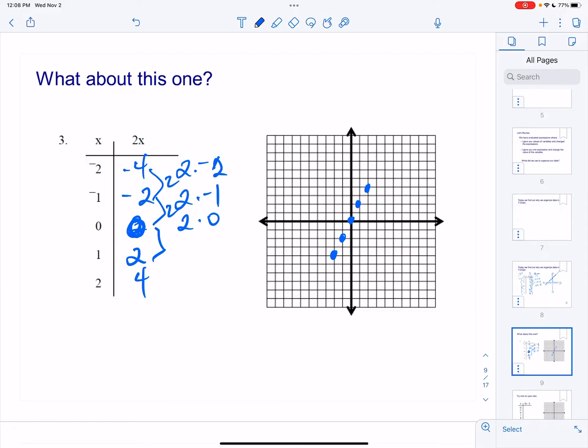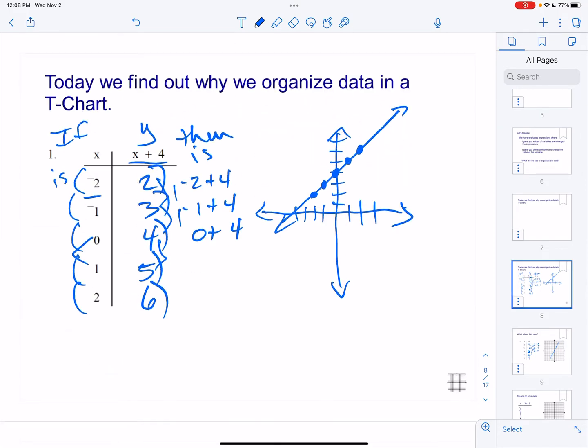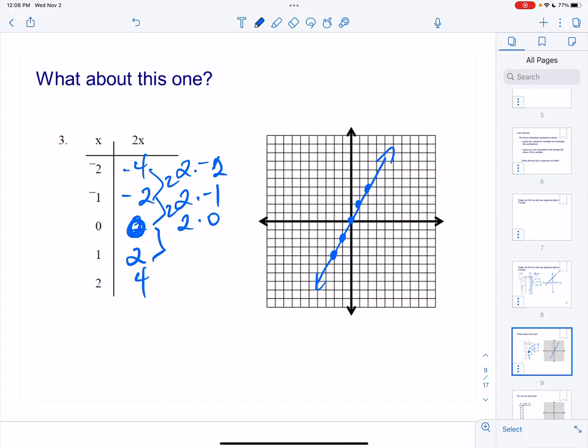So all of our points look like they lie on a line. So to finish this out, we're going to play connect the dots, extend out past on the top, and then come back and extend out past on the bottom. And that's the picture of 2x. Now, do you notice any differences between that graph and the previous graph? Hopefully what you noticed is that this graph of 2x is much steeper. Okay, it is steeper than the other one, right?